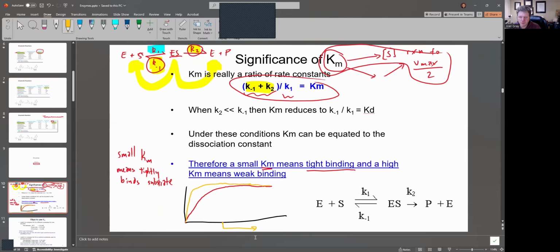Now, with that in mind, if the maximum velocity between these two enzymes is effectively the same, what makes them different from one another? I mean, the answer is the Km, but between these two, R for red or G for gold, which one of these two enzymes has the smaller Km?